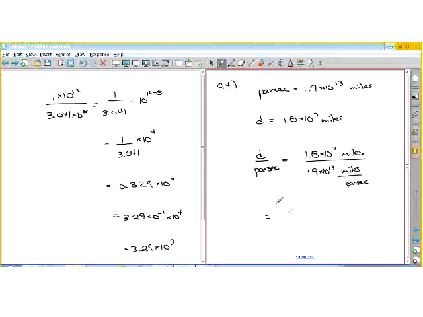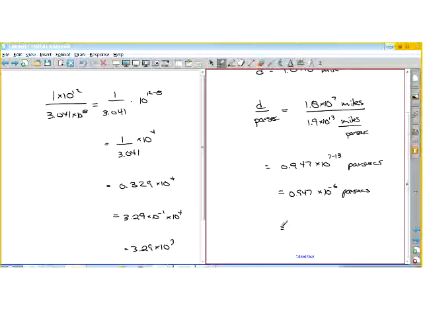But notice what you end up with is you divide 1.8 by 1.9, and I'll get 0.947 times 10 to some number. Well, it's going to be 10 to the 7th minus 13, and this is going to be parsecs. So that's 0.947 times 10 to the minus 6 parsecs.